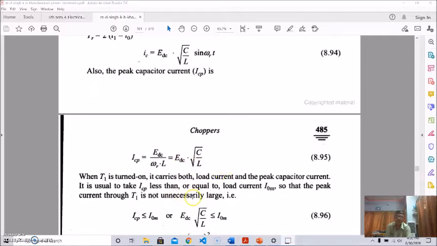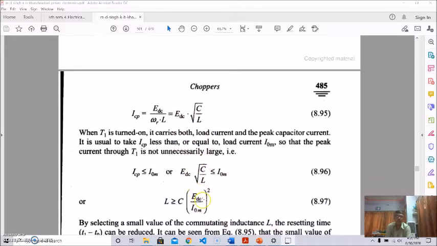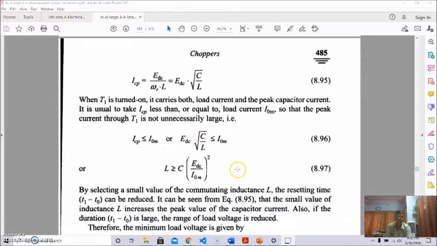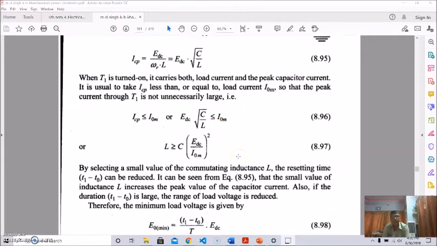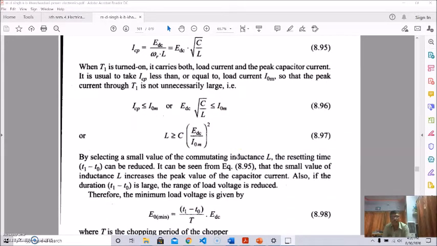When T1 is turned on, it carries both the load current and the peak capacitor current, and it is usual to take ICP less than or equal to the maximum load current IOM, so that T1 is not unnecessarily large. That is, ICP is less than or equal to IOM, or EDC into root over of C by L is less than or equal to IOM. So L is greater than C into EDC squared by IOM squared.